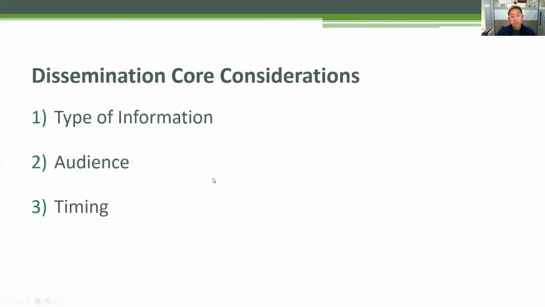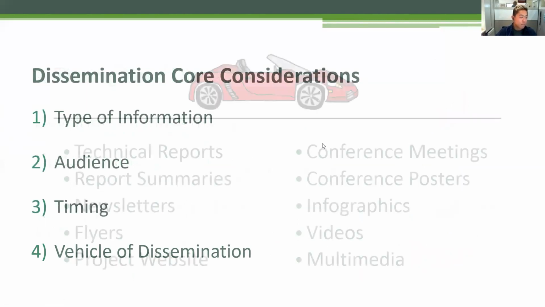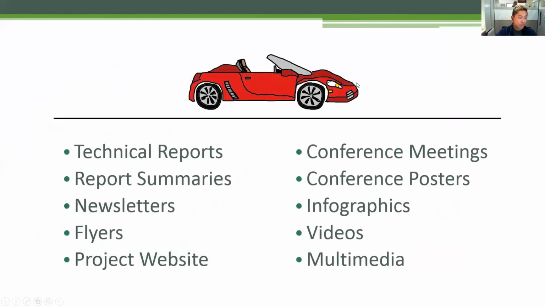And the last core consideration is the vehicle of dissemination. This is probably the most pertinent and important core consideration. There are various vehicles of dissemination: you have technical reports, report summaries, newsletters, infographics, videos. All these things are used to share information.